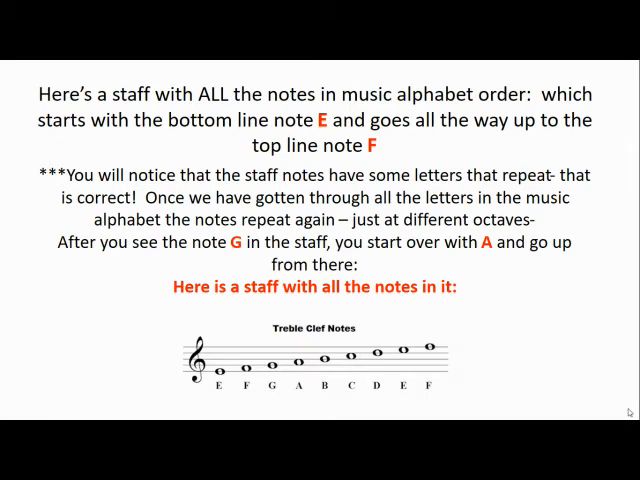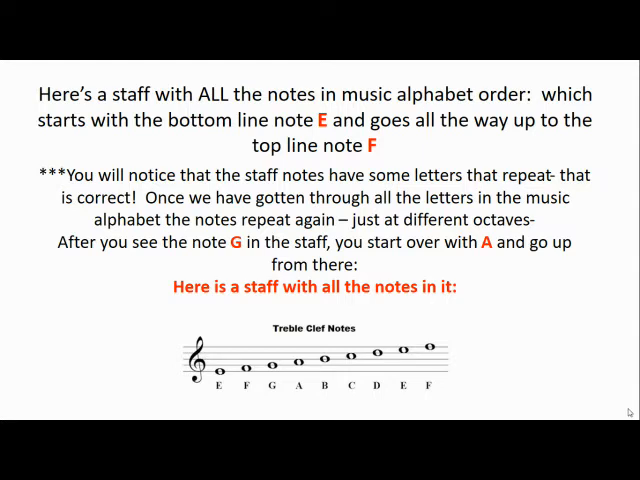Here's a staff with all the notes in music alphabet order. It starts at the bottom with line note E and goes all the way to the top, line note F. You will notice that the staff notes have some letters that repeat, and that is correct. Once we have gotten through all the letters in the music alphabet, the notes repeat again, just at different octaves. After you see the note G in the staff, you start over with A and go up from there.